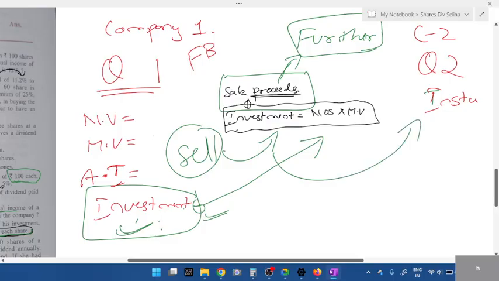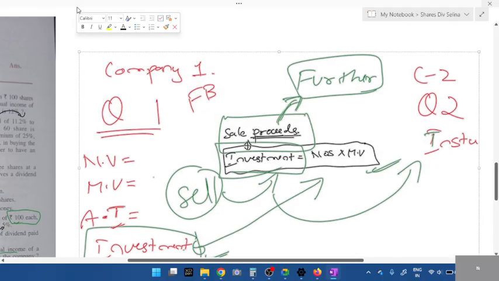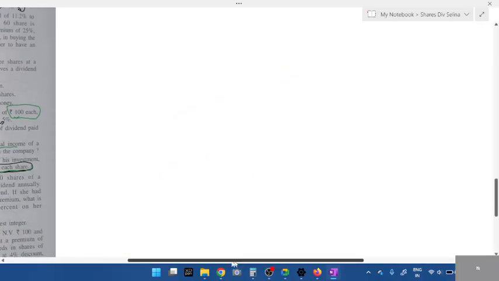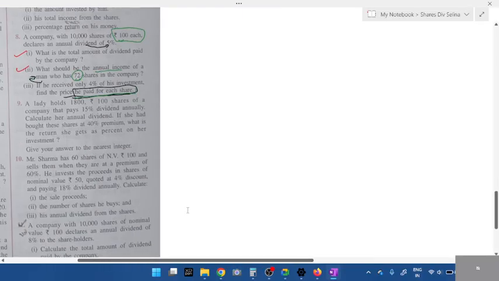So that is why we use the same investment formula: number of shares into market value. This is the concept of sale proceed. Is this clear? All of you understood? Simple concept. Sale proceed is moving forward to the next company or next investment, so we use the same formula we use for investment.